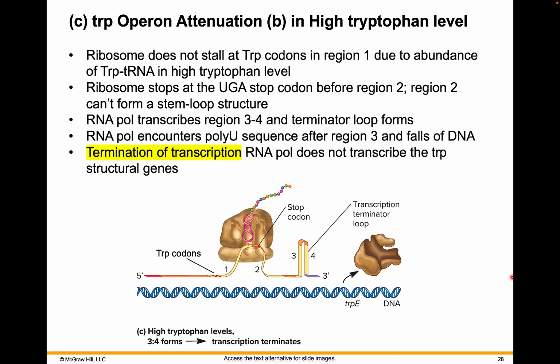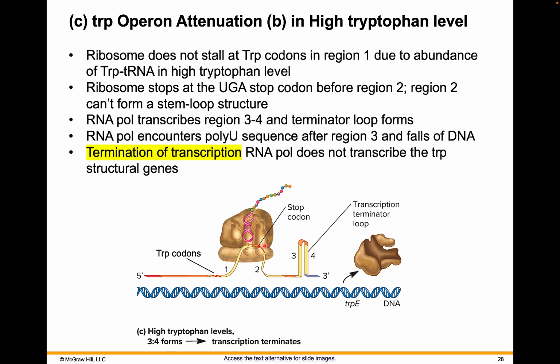Now the next is what is happening when there is a high tryptophan level. In the high tryptophan level, the RNA polymerase is going over, and as the co-translational transcription is happening, the ribosome is chasing the RNA polymerase. So what happens? In this case, these are the two trp codons. The ribosome doesn't pause at the trp codons because there is abundance of the tryptophan tRNA due to the high tryptophan level. So there is plenty of tRNA, so it just goes through here very quickly.